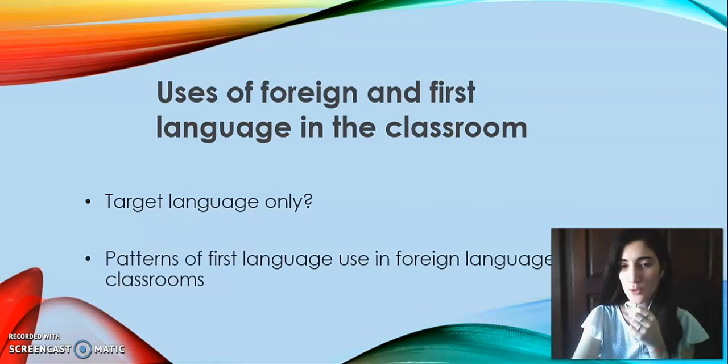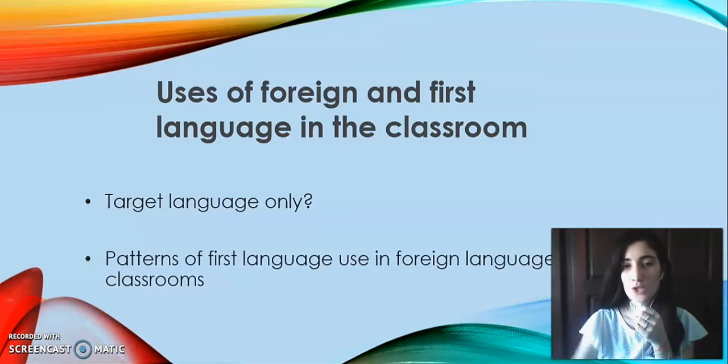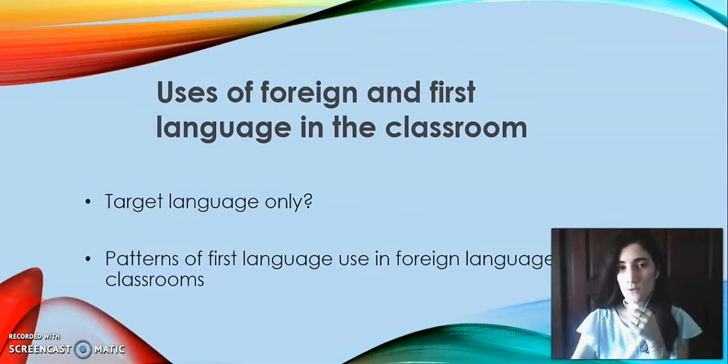Patterns of first language use in foreign language classrooms. Based on investigations, the movement between languages varies depending on the teacher. She will choose which language to use. Maybe she will use the first language for discipline, and she will use the foreign language to teach vocabulary.